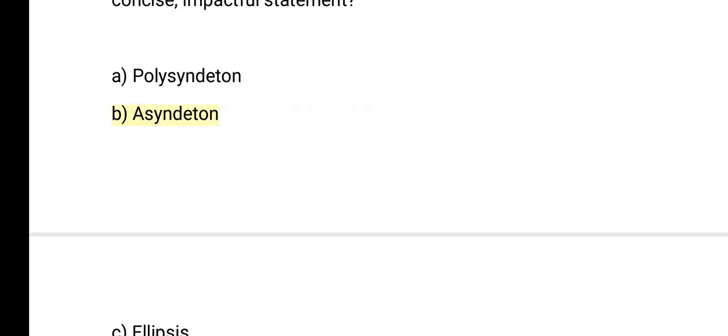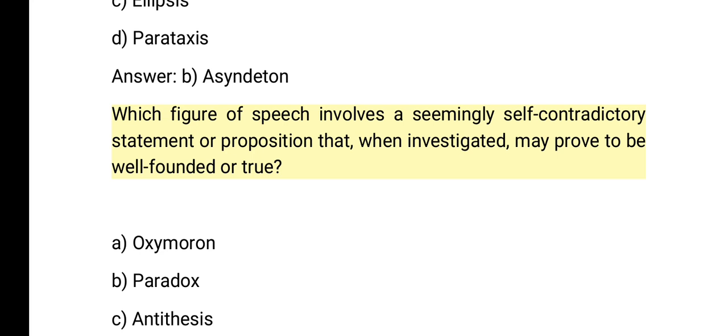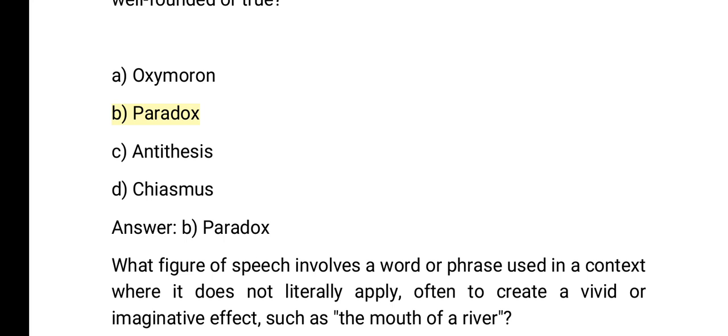B. Asyndeton. C. Ellipsis. D. Parataxis. Answer: B. Asyndeton. Which figure of speech involves a seemingly self-contradictory statement or proposition that, when investigated, may prove to be well-founded or true? A. Oxymoron. B. Paradox. C. Antithesis. D. Chiasmus. Answer: B.